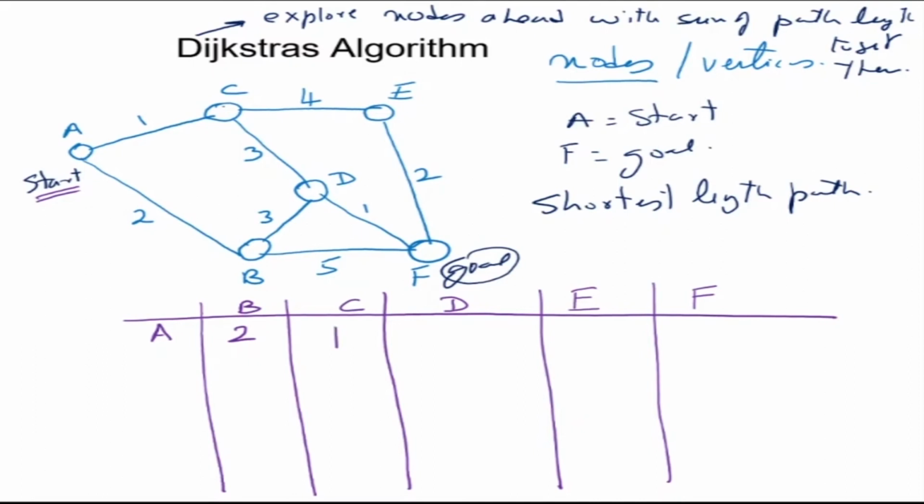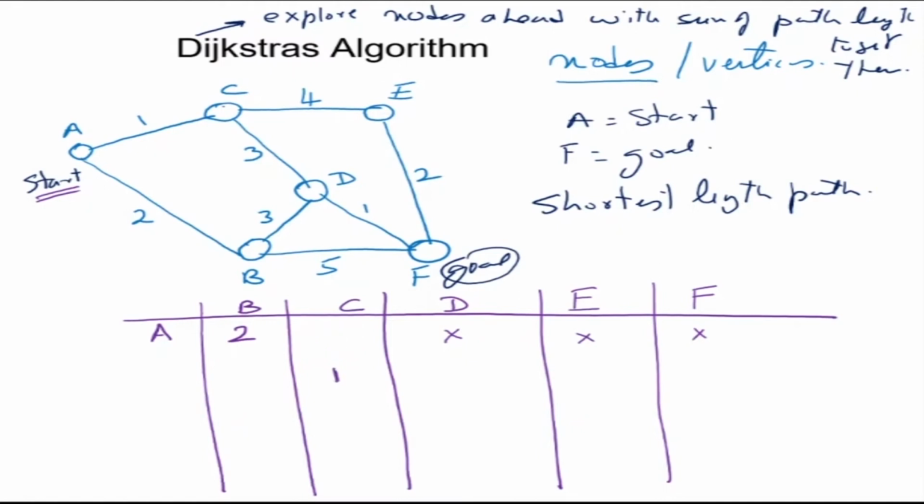Now you cannot go to D, E, or F from A directly. Out of this, we see which one is the shortest path length. The shortest path length is C. So I box C and bring it down, and this is C.